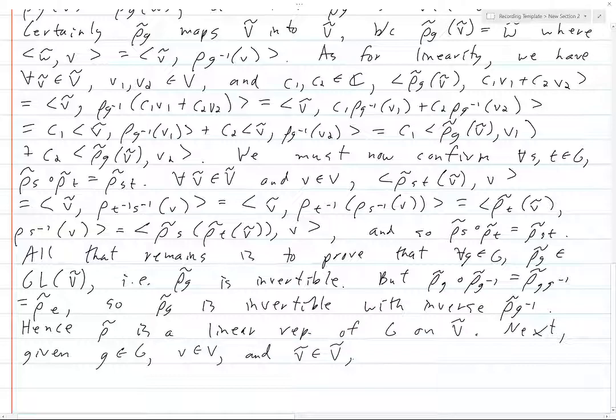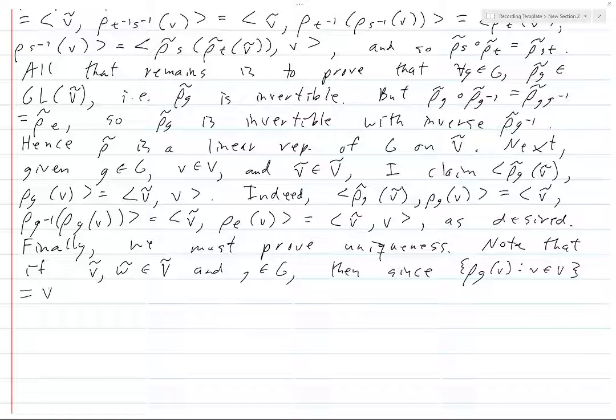Finally, we must prove uniqueness. So note that if ṽ and w̃ are in Ṽ and g is in G, then if we look at the collection of ρ(g)v where v is in V, this is going to be equal to V, because that's what it means for ρ to be a linear representation on capital V. I mean, of course you could take capital V and add a whole bunch of other basis vectors to it, and ρ would still map G into the general linear group on that vector space, but it wouldn't do anything to those extra basis elements that you just added.